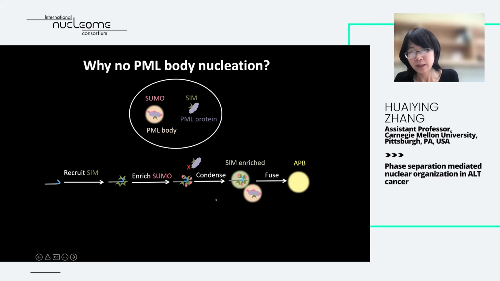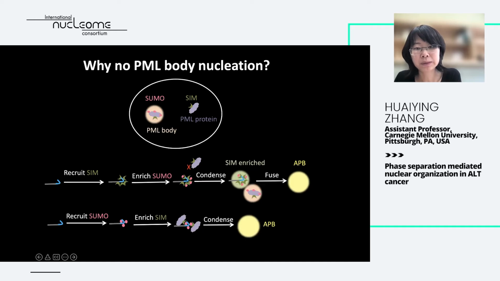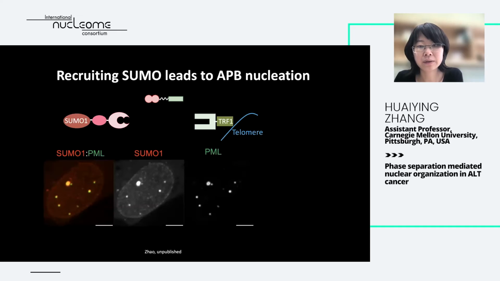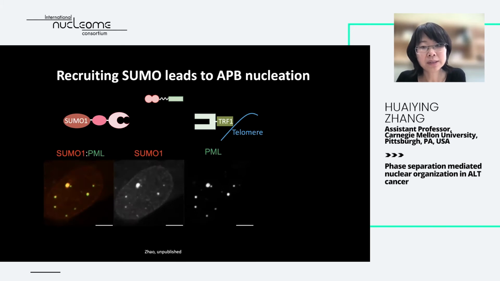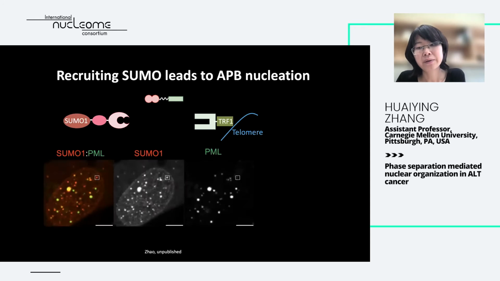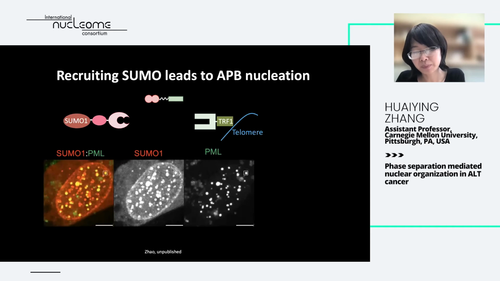So if this hypothesis is true, then if we just directly recruit SUMO to the telomeres, now we have a SUMO enriched telomere, and that will be able to recruit the proteins, the PML SIM containing proteins, and then lead to phase separation and formation of a PML body on the telomere. So we tried that, recruiting SUMO1, and we also tried SUMO2 and SUMO3, and saw similar results, where we do see that if we recruit SUMO, we see new APBs and PML bodies are formed.